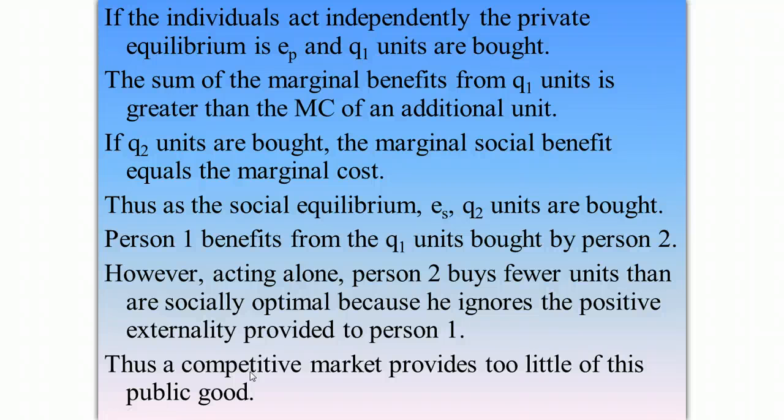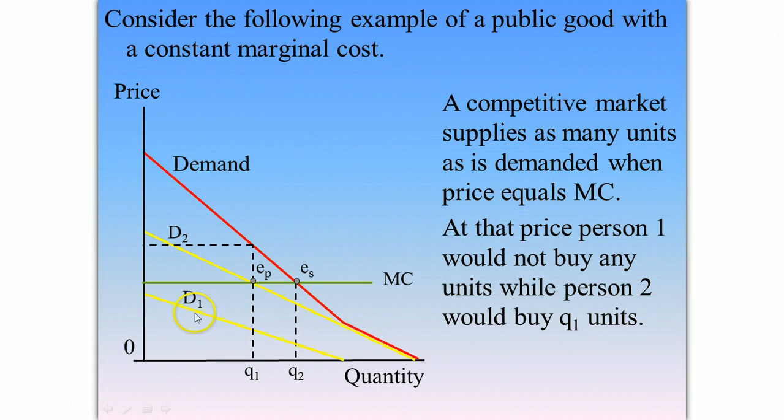So if the individuals act independently, the private equilibrium is outcome EP, and Q1 benefits are bought. However, if you look at the market outcome, the presence of the security guard in the clothes retailer is likely to have benefits for the mobile phone retailer. Standing outside the door, patrolling, walking around, even if it's in a neighbouring shop, is likely to act as a deterrent. The ability for a thief, if detected, to get away is reduced by the presence of the security guard.